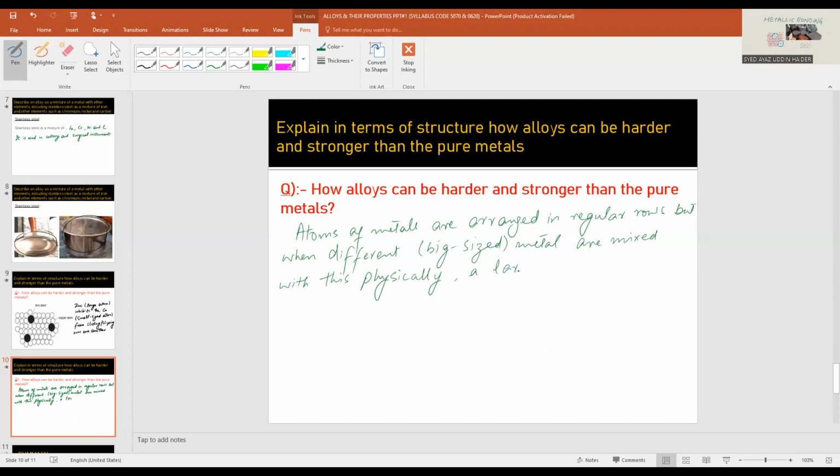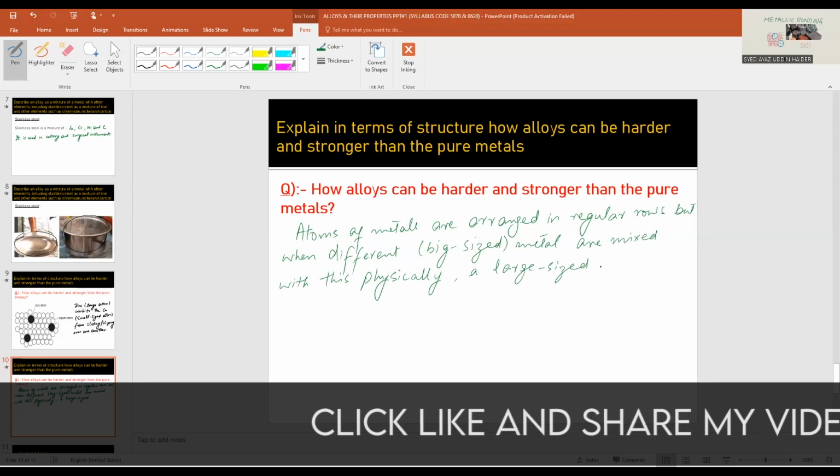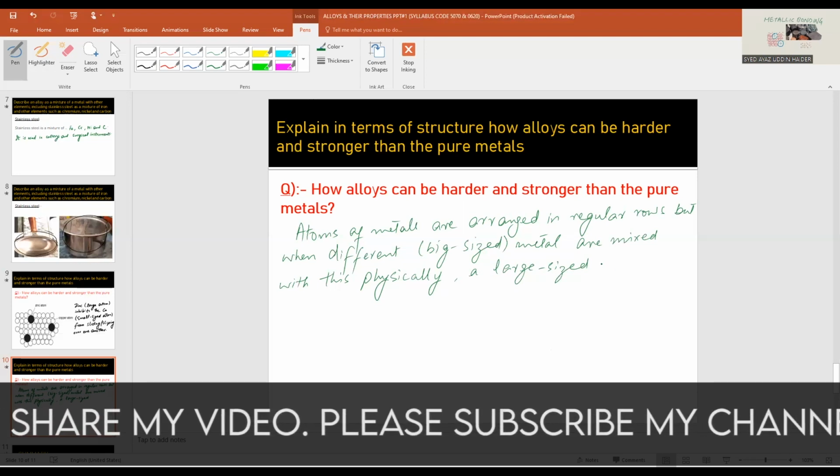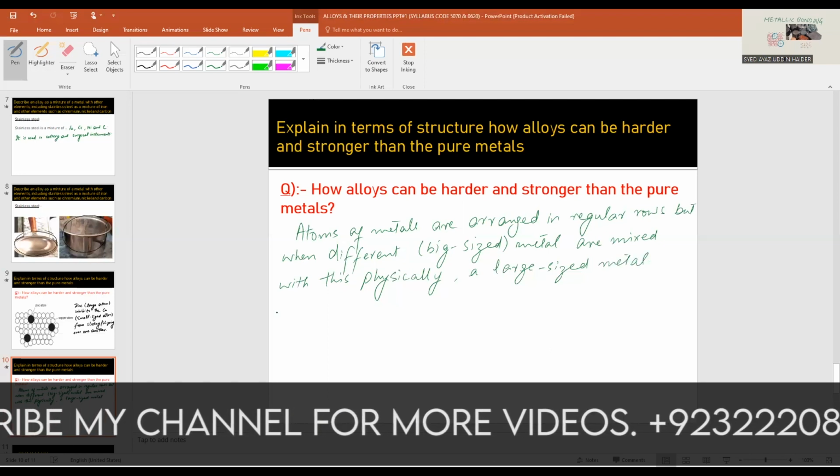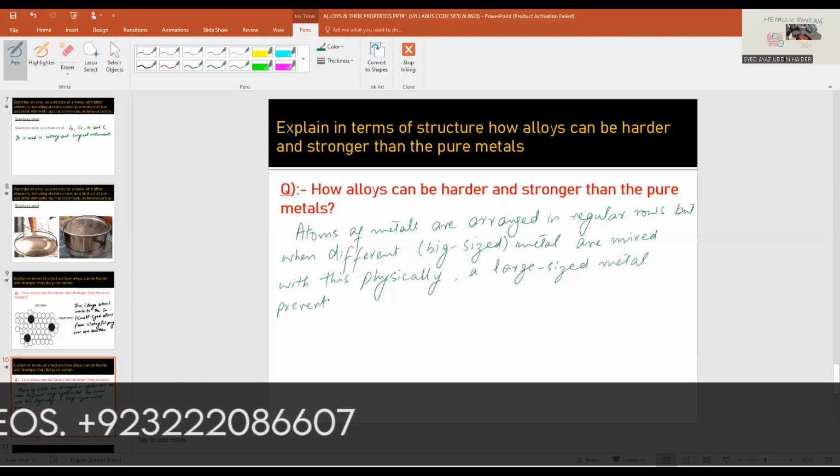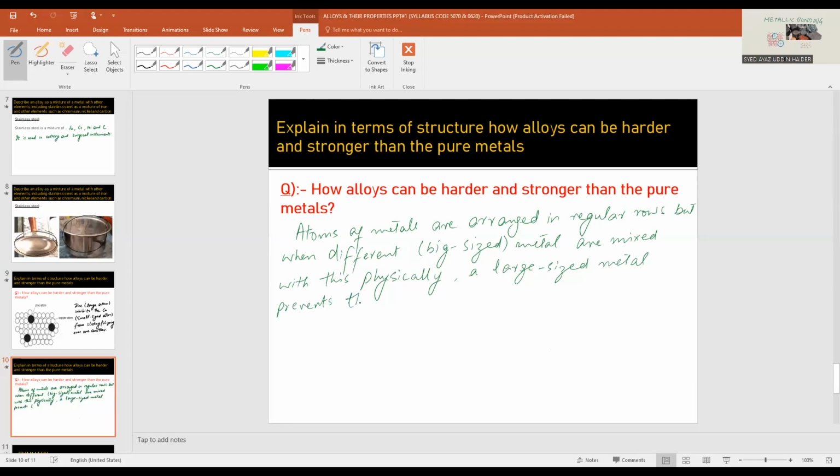Large sized metal prevents the small sized metal from sliding or slipping over one another.